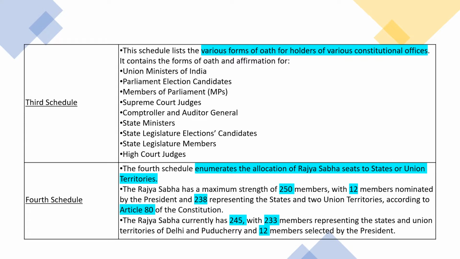Fourth schedule. The fourth schedule enumerates the allocation of Rajya Sabha seats to states or union territories. The Rajya Sabha has a maximum strength of 250 members, with 12 members nominated by the President and 238 representing the states and 2 union territories, according to Article 80 of the Constitution. The Rajya Sabha currently has 245 members, with 233 members representing the states and union territories of Delhi and Puducherry, and 12 members selected by the President.